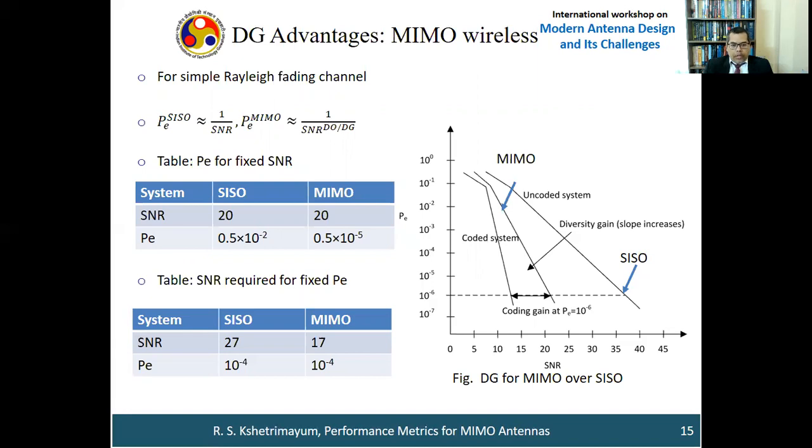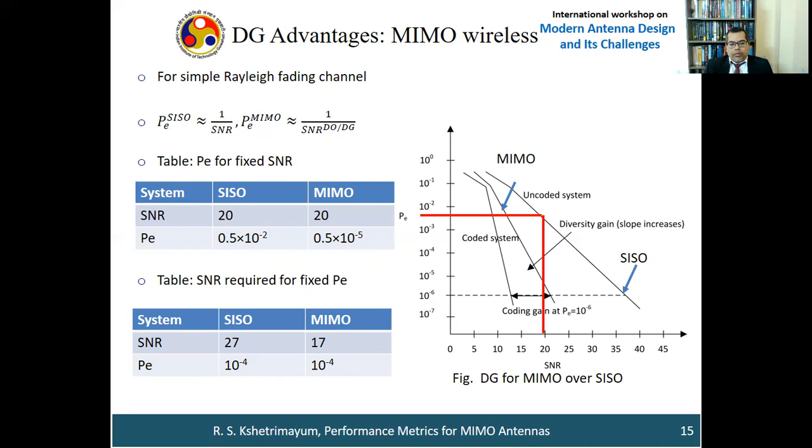And because of that, we'll have 2 advantages. For example, for the same SNR, you want to find out how much is the probability of error or bit error rate. Typically, it will be around 0.5 into 10 to the minus 2. But if you consider the MIMO system, the probability of error is around 0.5 into 10 to the minus 5. So for the same signal power, we are minimizing the error rate, the probability of error. So the accuracy improves. Accuracy in data transfer improves.